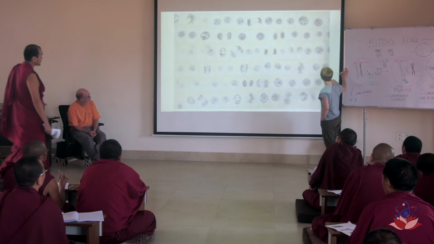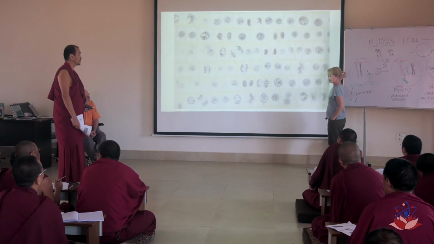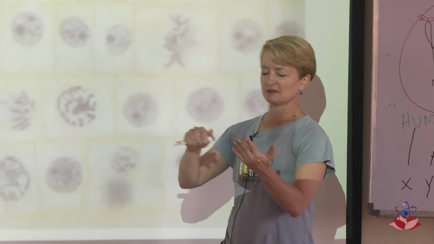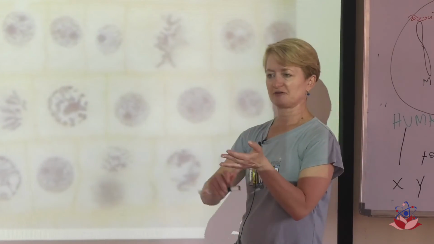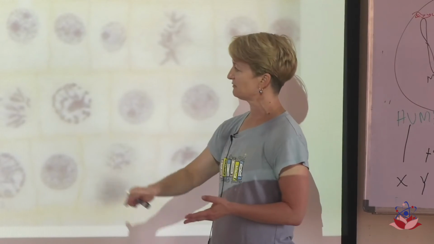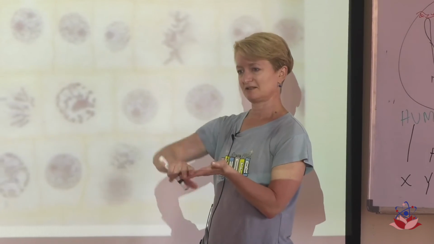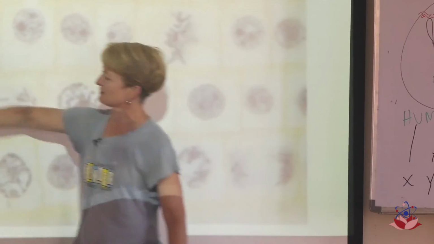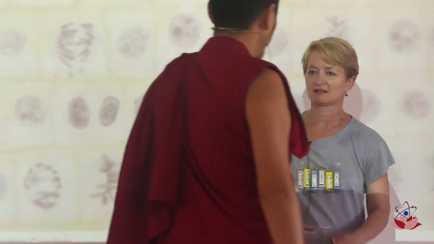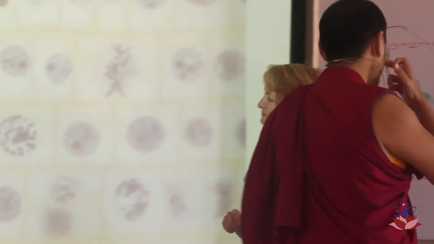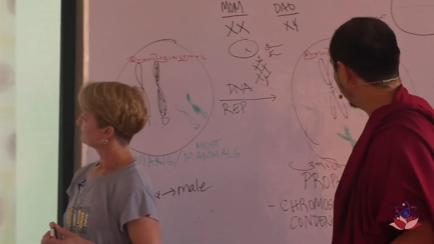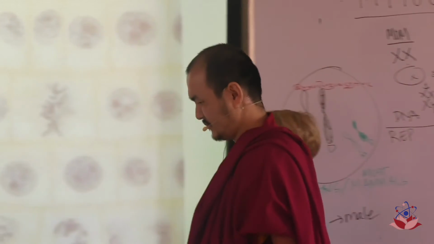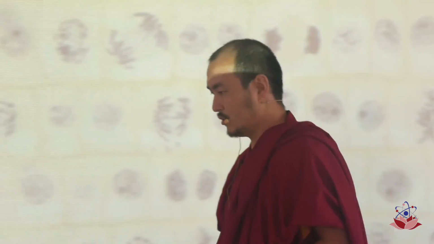And you can use these images up here as a guide, but take some time, draw a cell in prophase, draw a cell in metaphase, anaphase, telophase if you can find it, and then be able to recognize different cell stages on this image.